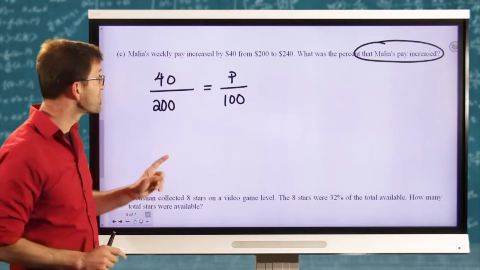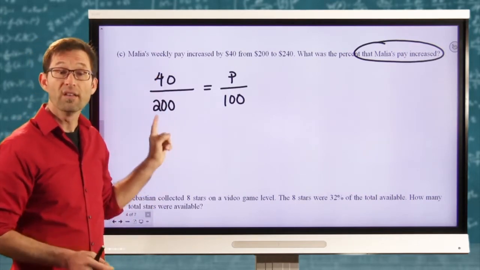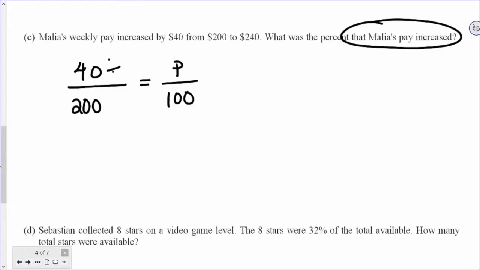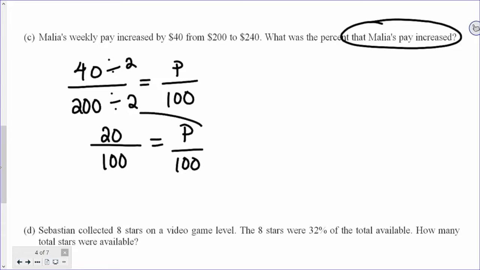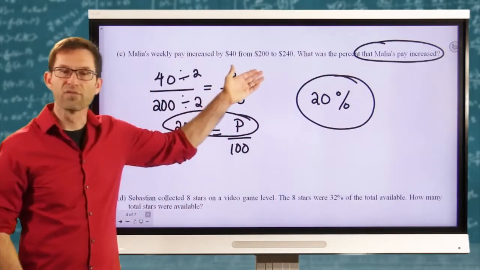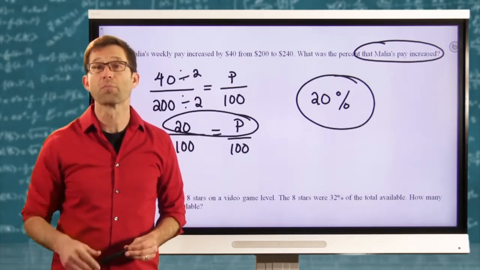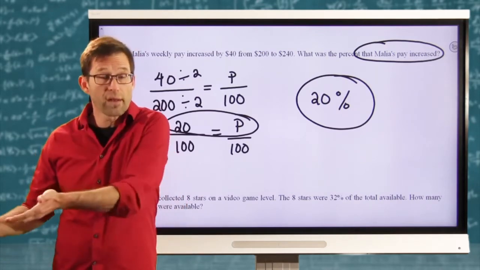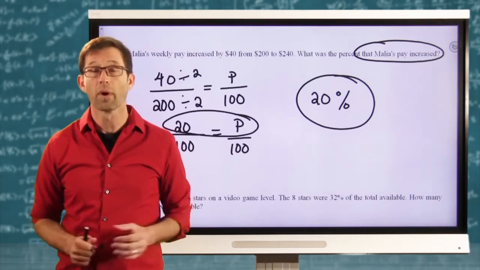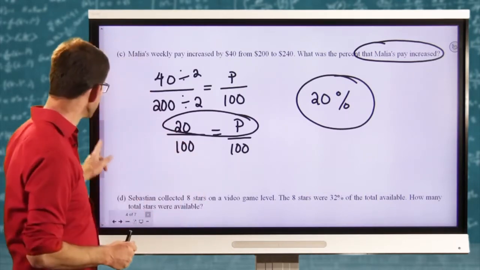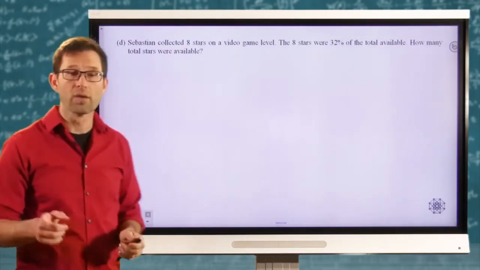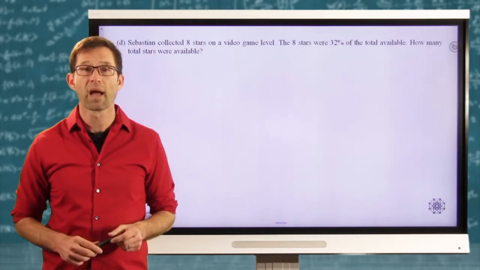Now, what's really cool is you can most certainly reduce this fraction to get it to be out of just 100. You could easily divide both of these by 2, giving me 20 out of 100. And therefore Malia's pay went up by 20%. 40 out of 200 is the same as 20 out of 100, so Malia's pay went up by 20%. $20 per $100. It went up $40 out of 200, so that's $20 out of 100. It went up 20% per 100. Let's keep going. Why don't you go ahead and read over problem D, take a minute or two to solve it, and then we'll come back and take a look.